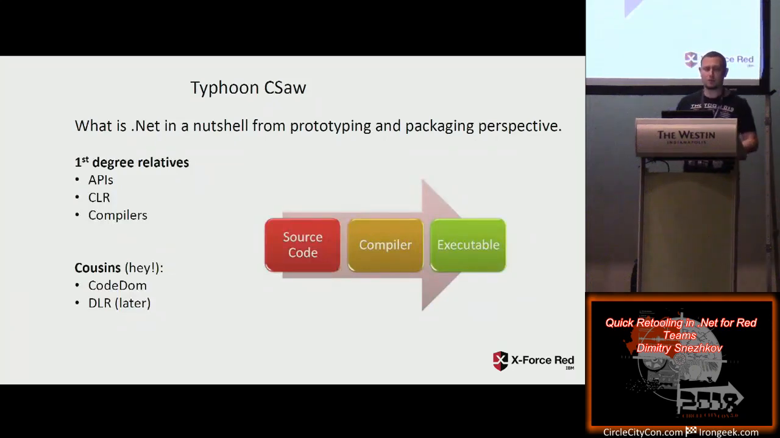Going back to .NET, what is .NET, right? .NET is a wealth of APIs. It's the common language runtime that actually runs your code. And it's also compilers, right? Compilers on the box. Now, there are cousins to that, first-degree relatives, right? There is CodeDom, which we'll talk about shortly, and there's also the DLR that we're going to talk about as well. It's really easy, right? Conceptually, source code, compiler, executable.